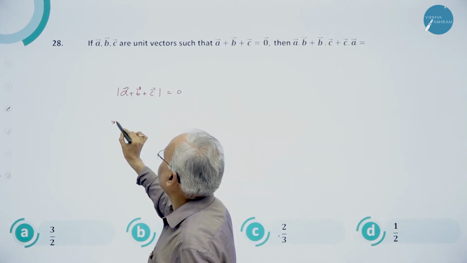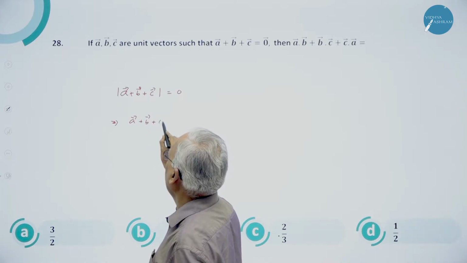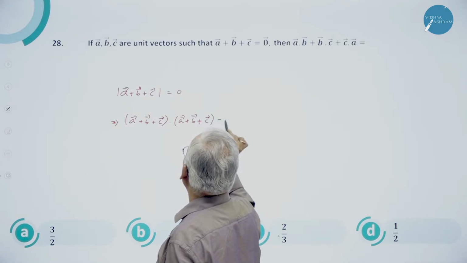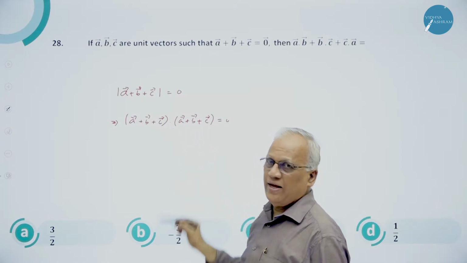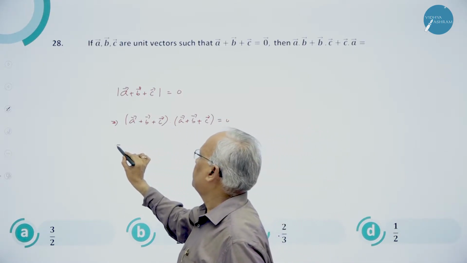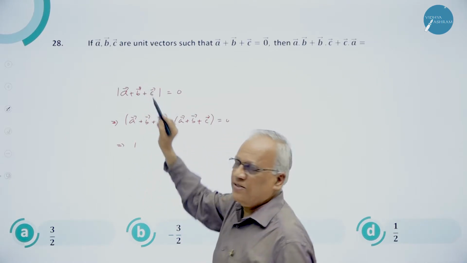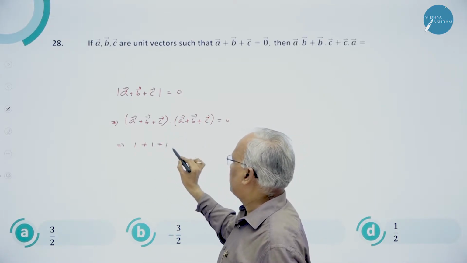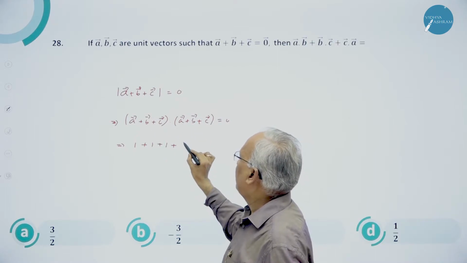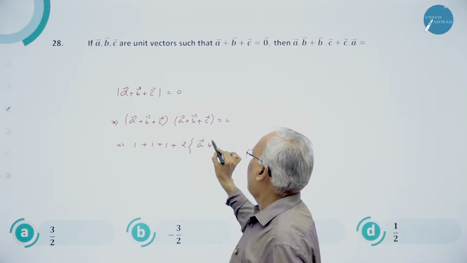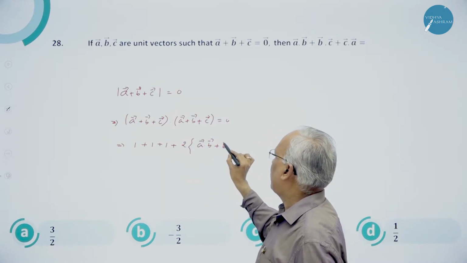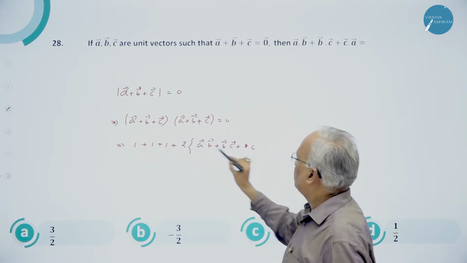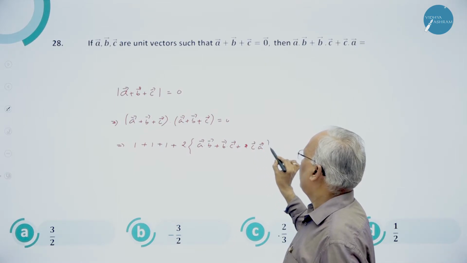And that implies (A plus B plus C) dot (A plus B plus C) is also equal to 0, because magnitude of A plus B plus C squared is 0. A dot A is A squared, that is 1 because A is a unit vector, plus B dot B, B squared, 1, and C dot C, C squared, that is also 1, plus A dot B plus B dot A, 2 times A dot B, and again B dot C plus C dot B, 2 times B dot C, and plus 2 times C dot A. That is, 2 is taken out, and the whole thing is equal to 0.